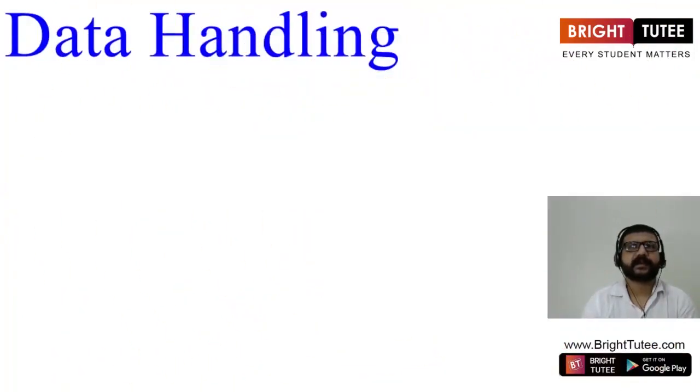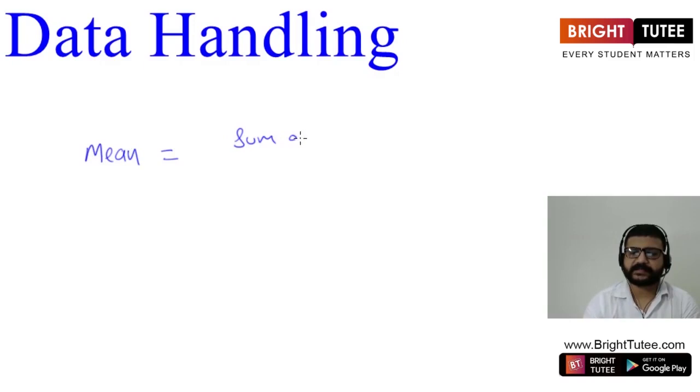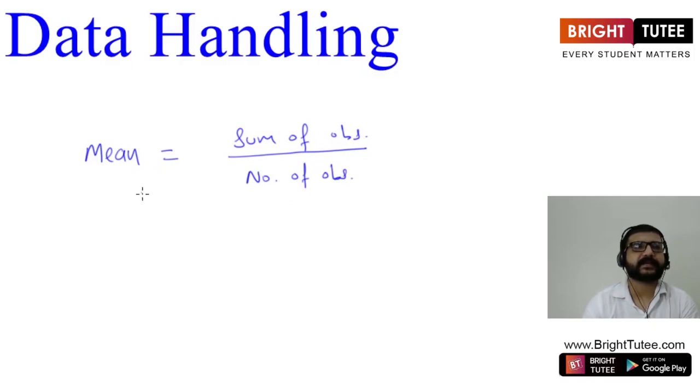Hello students. In data handling, till now we have studied one of the central tendencies, and that was arithmetic mean. We can simply write it as mean also. We have seen the mean of the data is equal to the sum of all the observations divided by the total number of observations. This ratio gives us the arithmetic mean, or we can simply call it mean also.